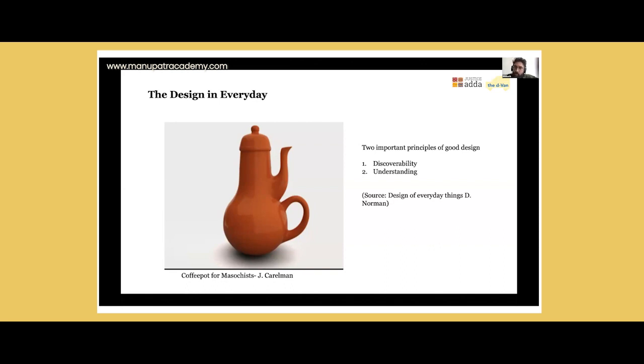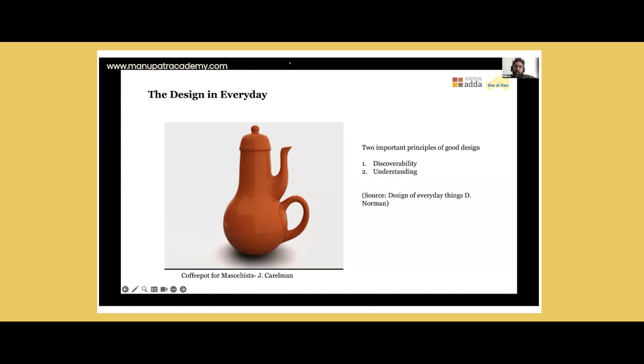This speaks to two important principles of design. One is the aspect of discoverability, that one should know how to use a particular product, but also understanding, that is, the ways in which one can exercise such a function. Now, this is from an exhibition called Impossible Objects, and I'd invite you to go and check it out. This particular exhibit is called Coffee Pot for Masochists, because it speaks exactly to what some of you have said, the ways in which if we tweak certain kinds of design, it can make it impossible to use.